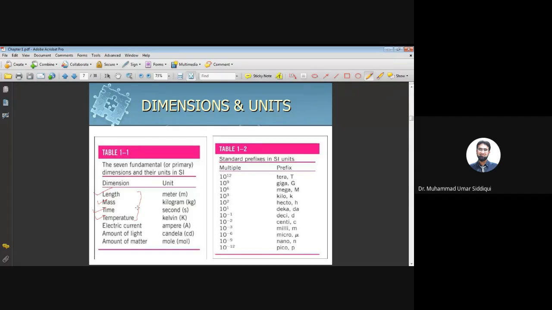Okay, we have standard prefixes. The bigger units are 10 to the power 12, 9, 6, 3, 2, and 1. So they are tera, giga, mega, kilo, hecto, deca. Then we have smaller units: 10 to the power minus 1, minus 2, minus 3, minus 6, minus 9, minus 12. So we have deci, centi, milli, micro, nano, pico. These are the prefixes for our basic SI units.